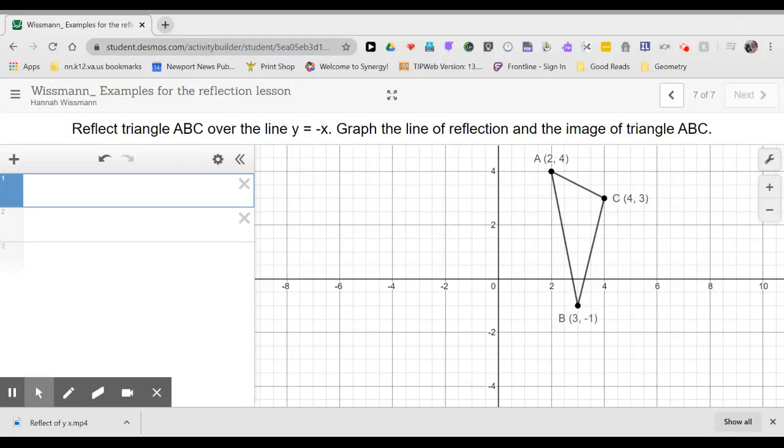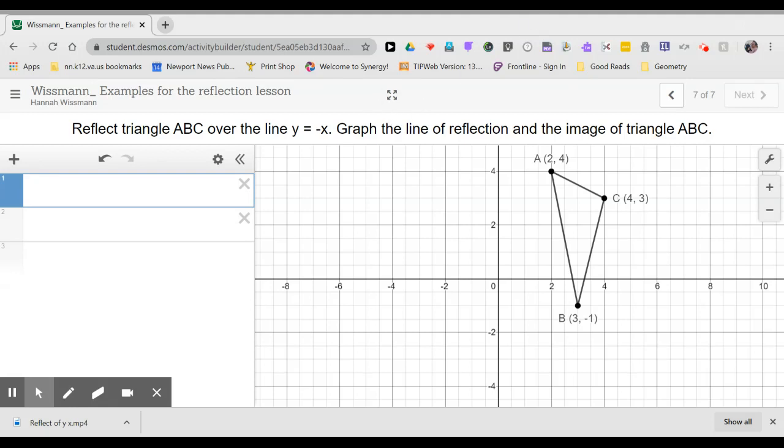Hi everyone, Ms. Westman here with your last example for our reflections lesson. This time we're asked to reflect triangle ABC over the line y equals negative x, and then graph the line of reflection and the image of triangle ABC.